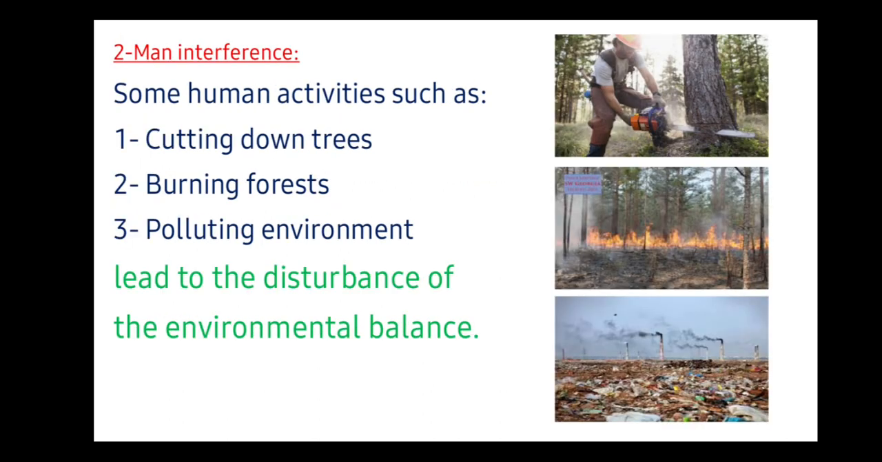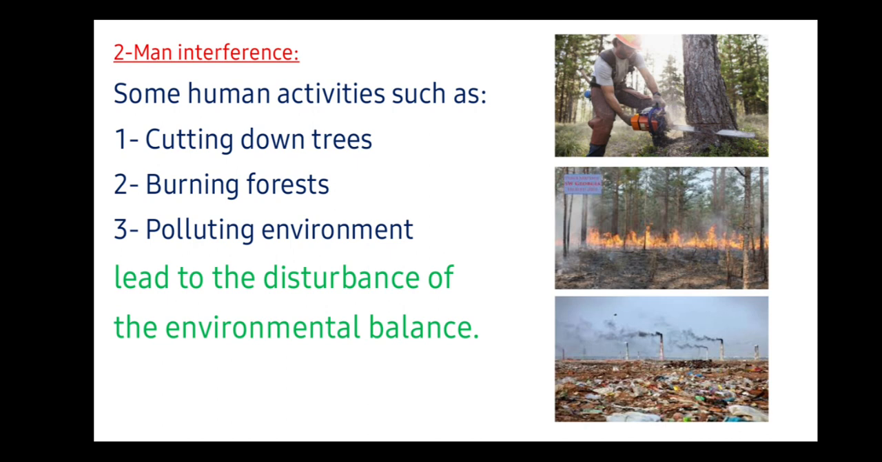Number 2, man activities like cutting down the trees, burning forests, and polluting the environment. Polluting the environment means polluting the air, the water, and the soil. So cutting down trees, number 1, burning forests, number 2, pollution of the environment, number 3, all due to human activities. So what will happen due to the man activities? It leads to disturbance of the environmental balance. Unbalance here, Junior 5. Okay? It leads to disturbance of the environmental balance.